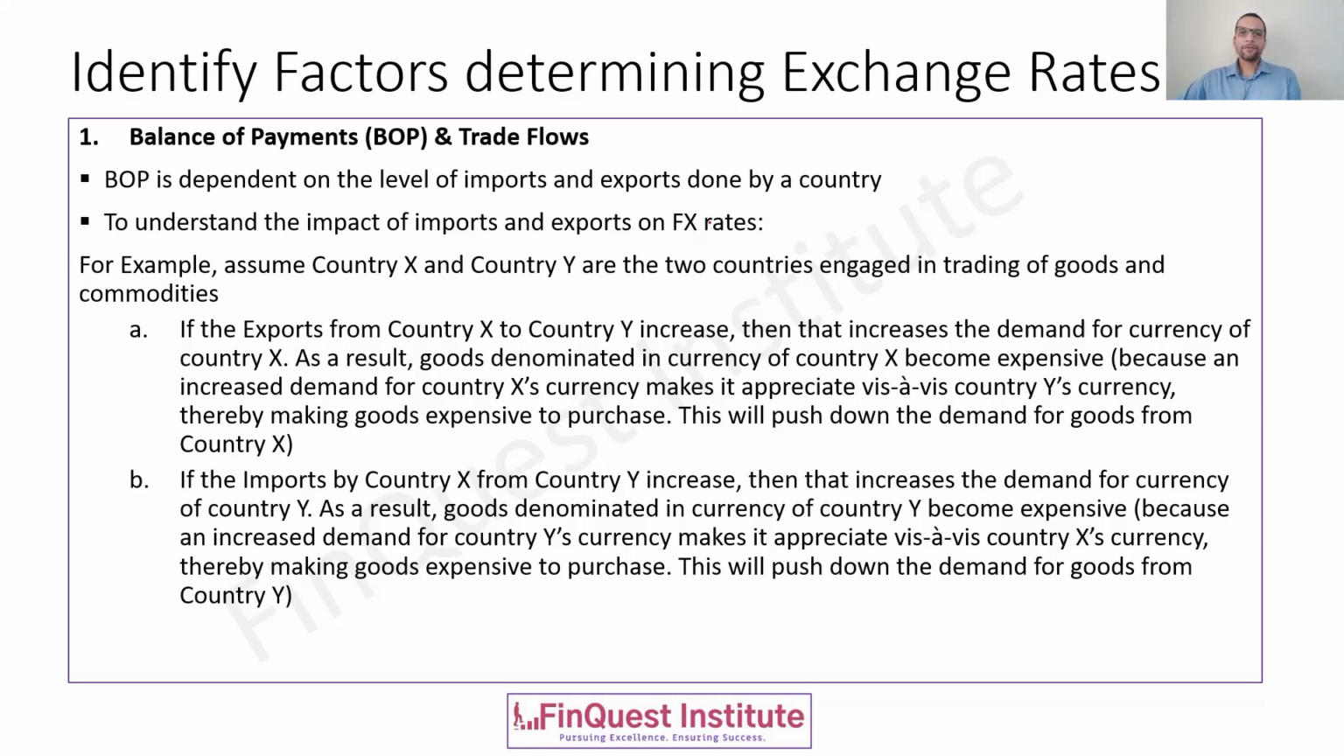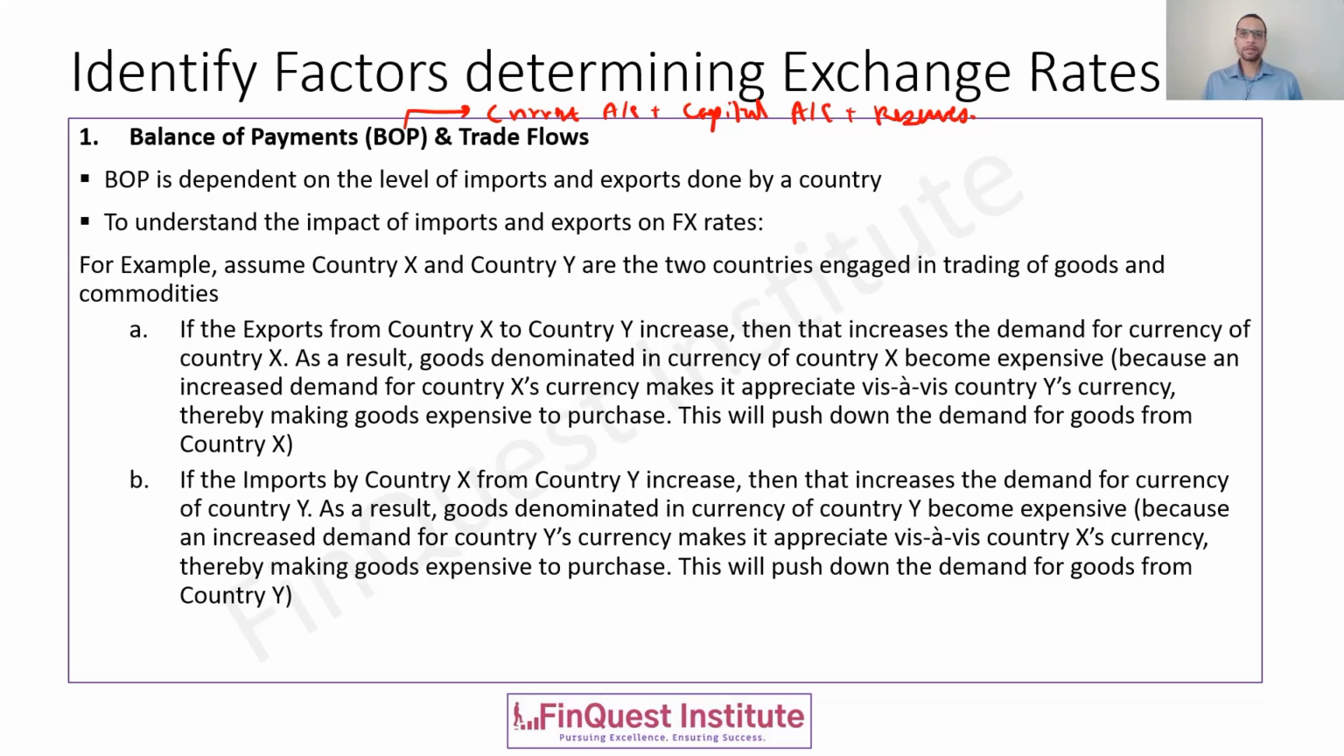Now, let's try to identify factors which determine exchange rates. Firstly, we start with balance of payments and trade flows. When we say BOP or balance of payments, it's a summation of three items. We have a current account, a capital account, and reserves. These are the three components which we consider as a part of BOP.